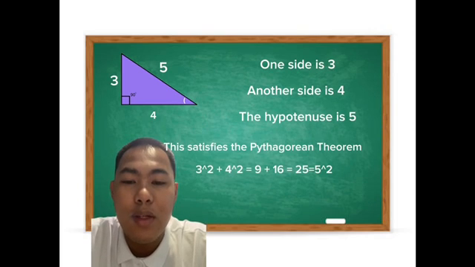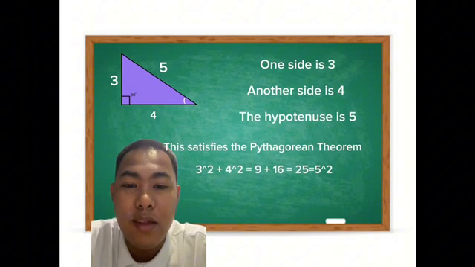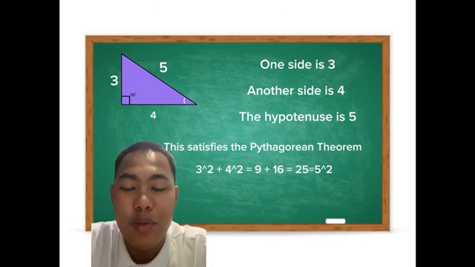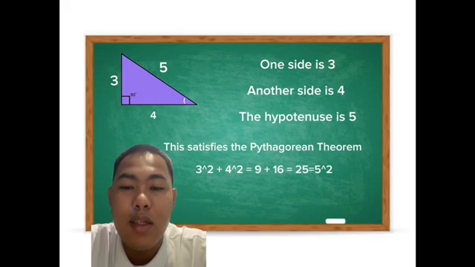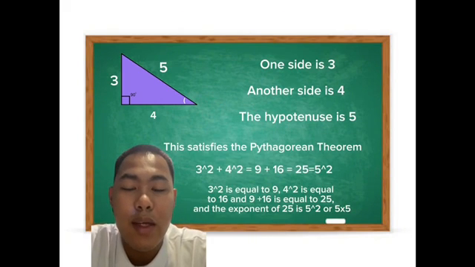3 squared plus 4 squared equals 9 plus 16, which equals 25, which equals 5 squared. To get this, 3 squared is equal to 9, 4 squared is equal to 16, and 9 plus 16 is equal to 25. And the square root of 25 is 5, or 5 times 5. So, it's a valid right triangle.